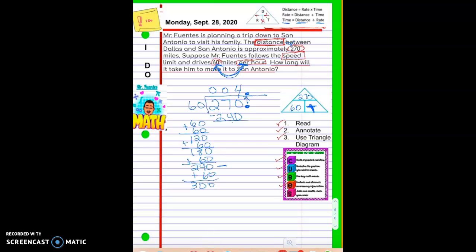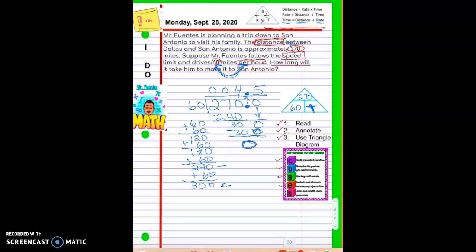270 minus 240 is 30. I bring down another 0. So now I have 300. Now I know that 60 goes into 300. Here's 300. 1, 2, 3, 4, 5 times. So 5 times 60 gives me 300. I'm getting a little sloppy here, sorry. And 300 minus 300 is 0.